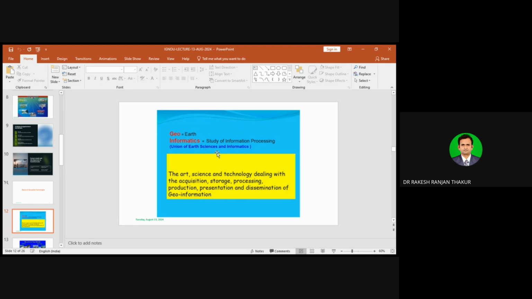So in geoinformatics, what I can compile is that we acquire the information, store it, process it, then finally visualize it, and also disseminate the information to the end user or the common public.